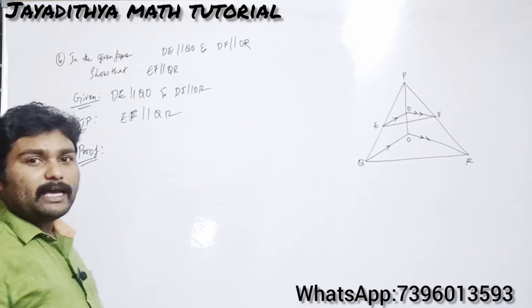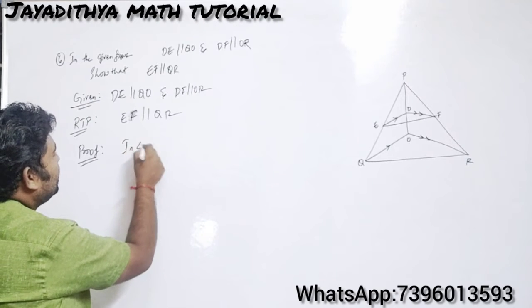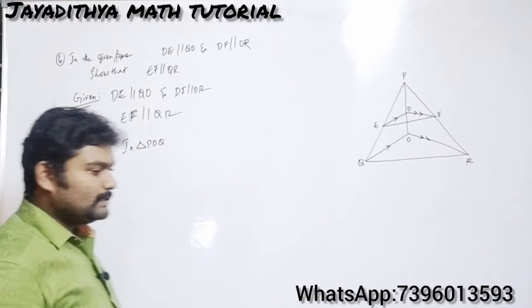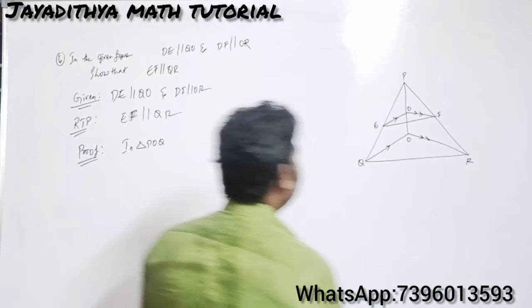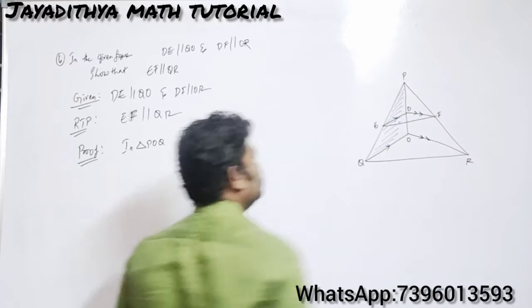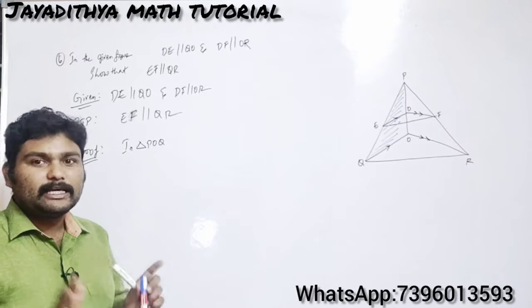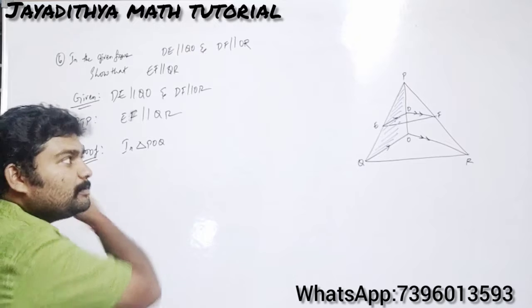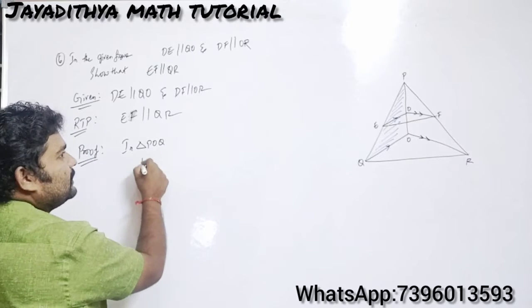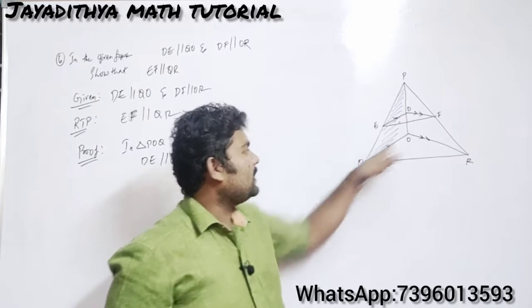Which triangle do I need to take now? I am taking the triangle POQ now. So in triangle POQ, what is the triangle POQ? For your clear understanding, let me share this one. I am taking this part. Here you need to observe the figures clearly. If you observe the figure clearly only, then you will get an idea. So in triangle POQ, what is the information given here? That is DE is parallel to OQ.